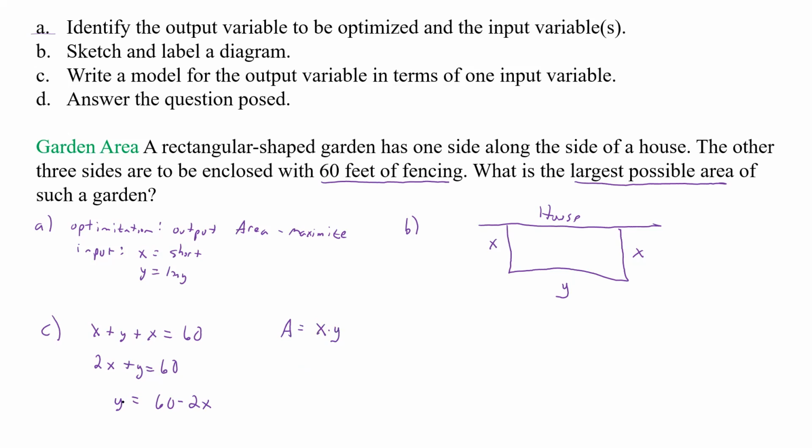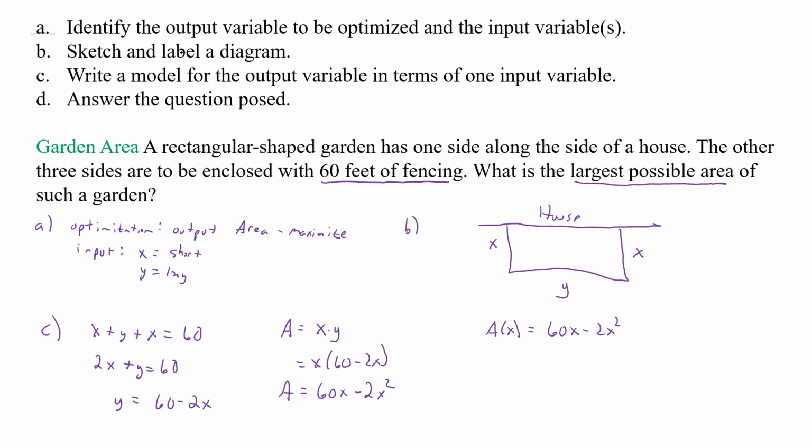Now, what do I know? Well, I know y is equal to that. So x times 60 minus 2x. And so then I multiply that, and I'll have 60x minus 2x squared. And so that's going to be my area. Now, I should probably write that as a function of x. So I'll say A of x is equal to 60x minus 2x squared.